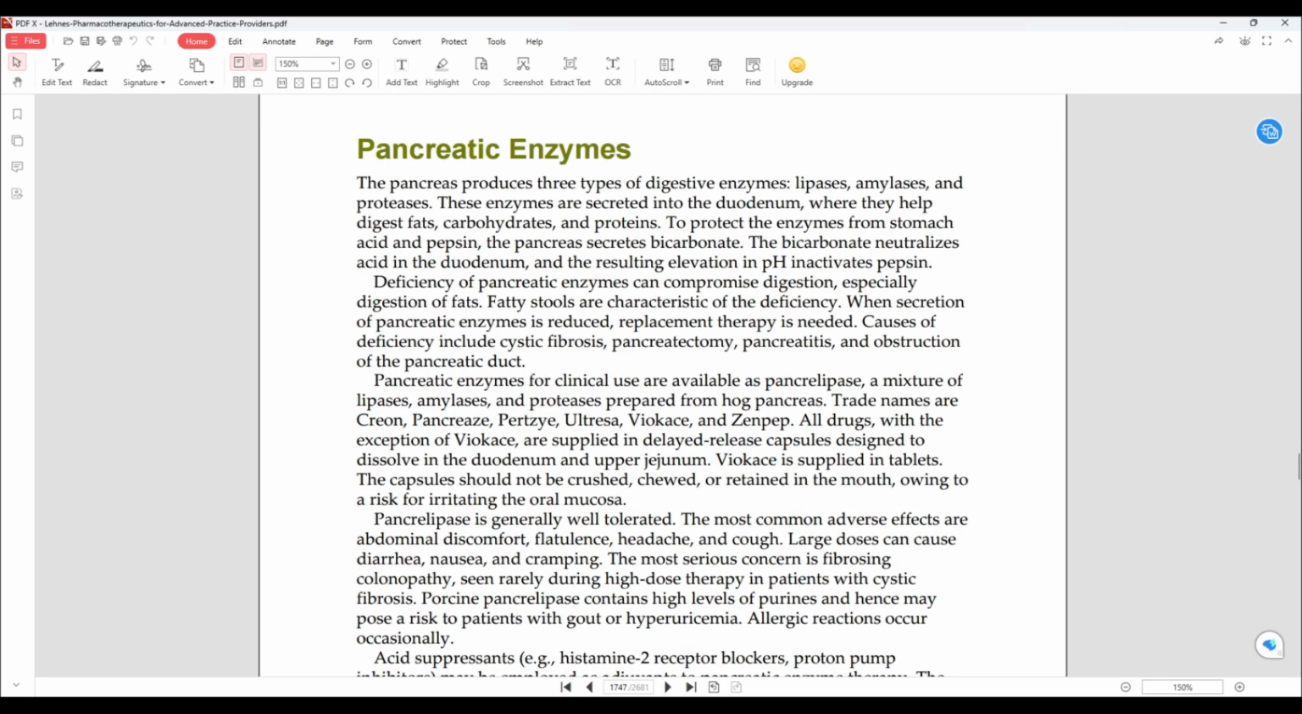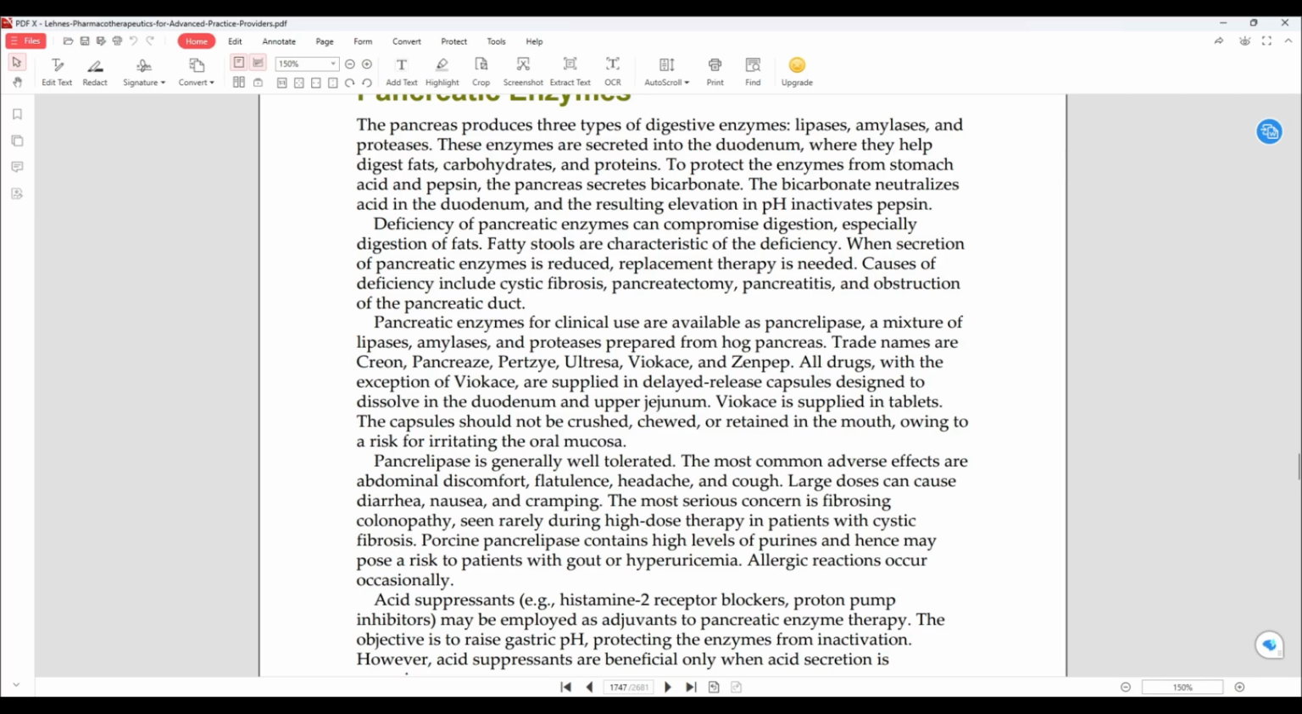Which brings us now to pancreatic enzymes. The pancreas produces three types of digestive enzymes: lipases, amylases, and proteases. These enzymes are secreted into the duodenum, where they help digest fats, carbohydrates, and proteins. To protect the enzymes from stomach acid and pepsin, the pancreas secretes bicarbonate. The bicarbonate neutralizes acid in the duodenum, and the resulting elevation in pH inactivates pepsin.